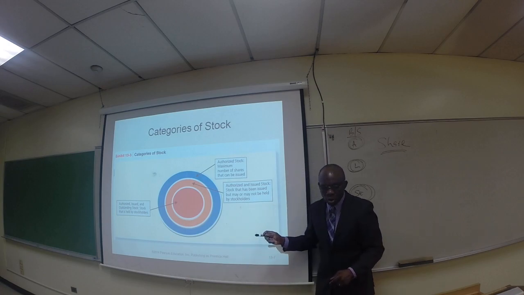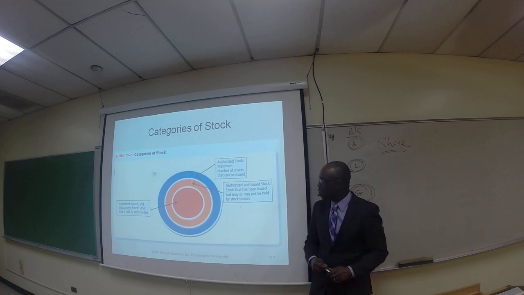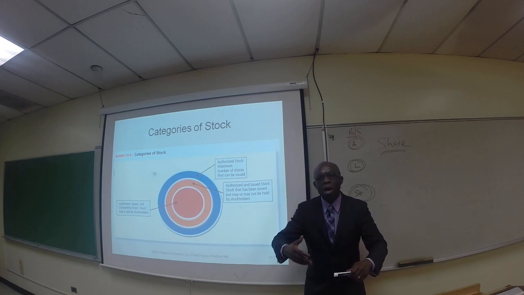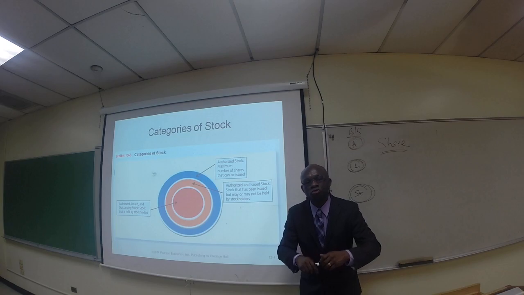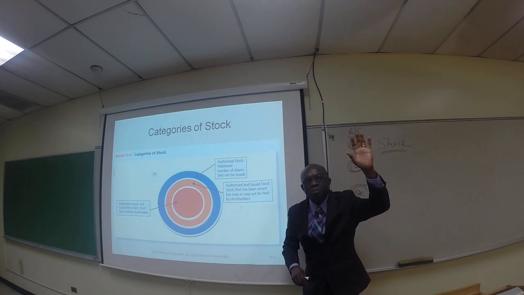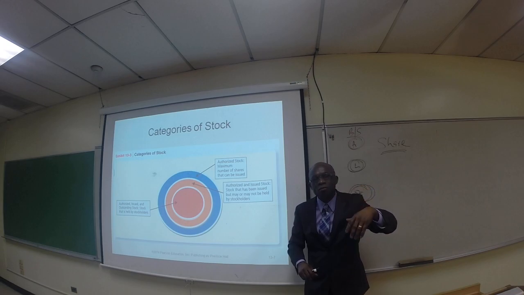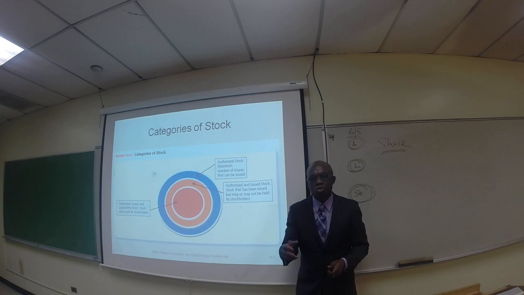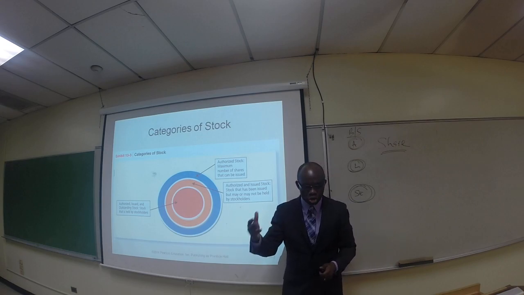Number 2, we also have what we call issued shares. That is the number of shares that have been issued. So for example, if you have 1 million authorized shares and you issue 700,000 thus far, then 700,000 will be the number of issued shares.